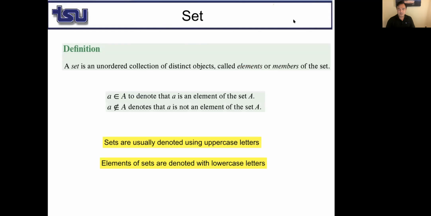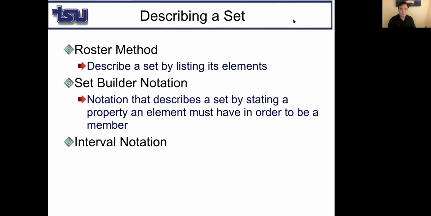Sets are usually denoted using uppercase letters, and elements of the sets are typically denoted using lowercase letters. How do we describe a set? Well, there are different ways to describe a set: roster method, set builder notation, or interval notation. We're going to see those 3 methods. In the roster method, it's very simple. We describe a set by listing its elements, basically. In the set builder notation, we describe a set by stating a property that all elements of the set must have in common, okay? And then we'll talk about interval notation later.